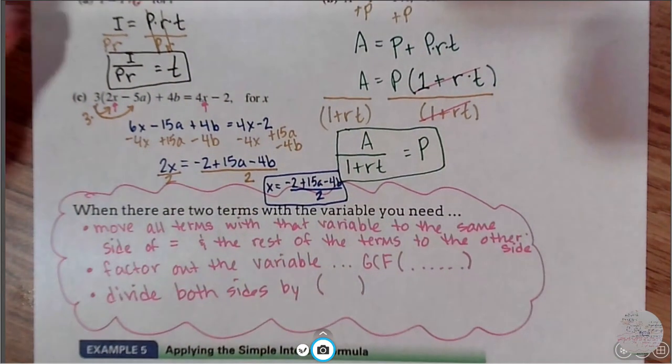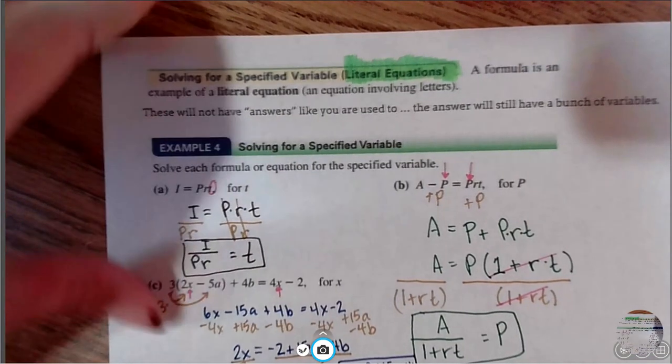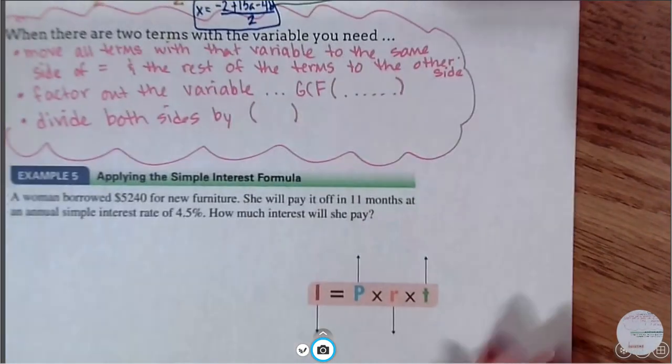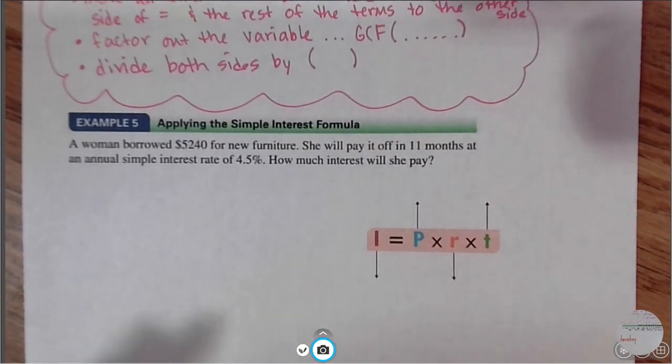All right, this formula up here, letter A, is actually the simple interest formula, and we're going to work with that here in example 5. You will have some story problems that have formulas, but don't be nervous about it, because when you have a formula, you really just have to figure out the information that you're given, substitute it into the correct spaces, and then work out your problem.